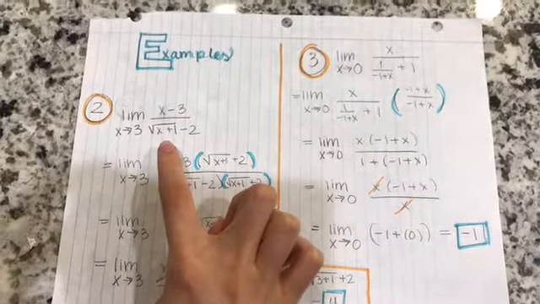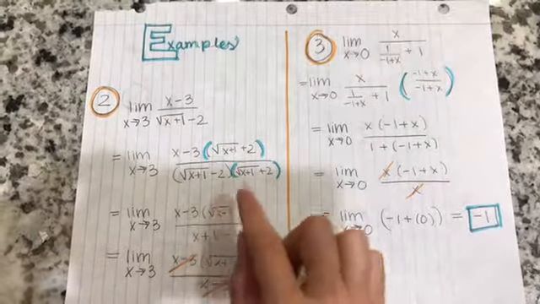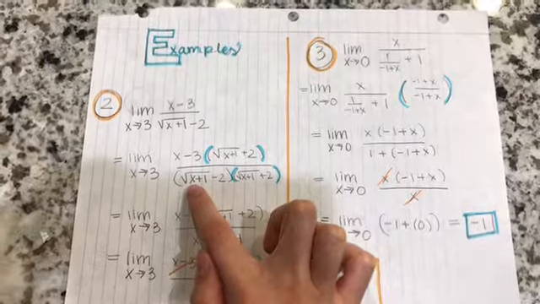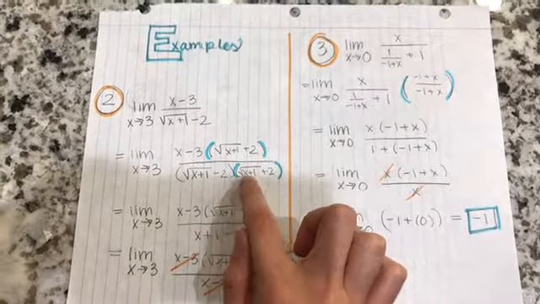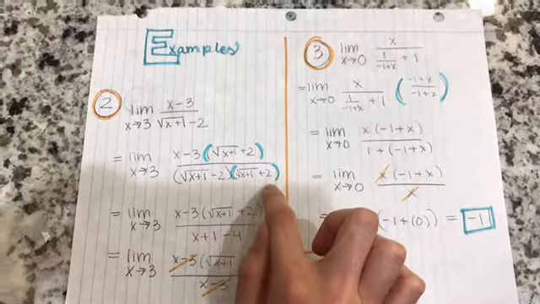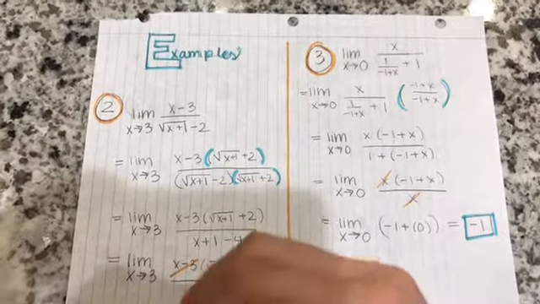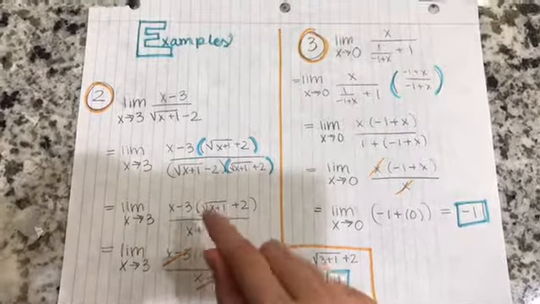So we're going to multiply by the conjugate. So what does that mean exactly? To multiply by the conjugate means you're just multiplying by, as opposed to the square root of x plus 1 minus 2, the square root of x plus 1 plus 2. That's going to get rid of your square root term and just simplify things so that we can really avoid that indeterminate term.